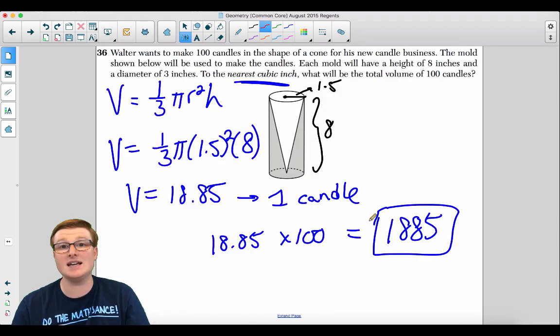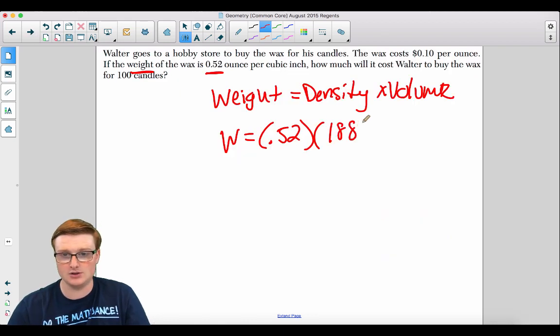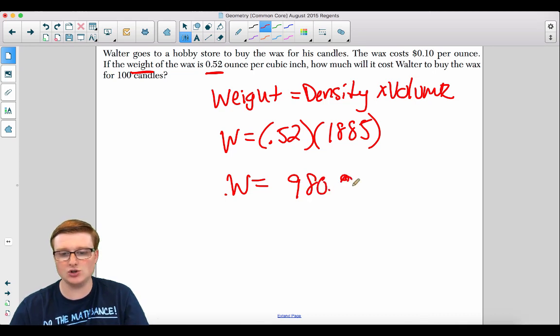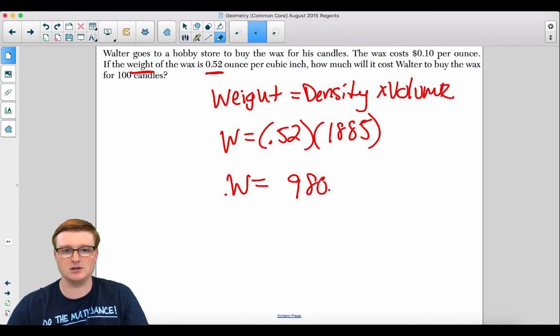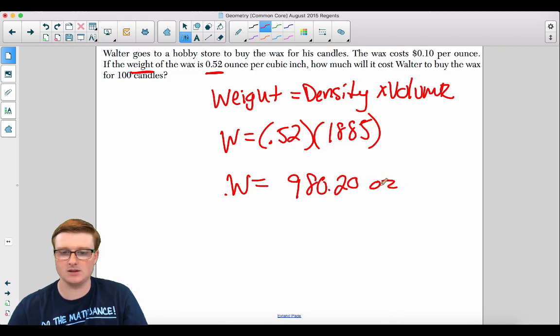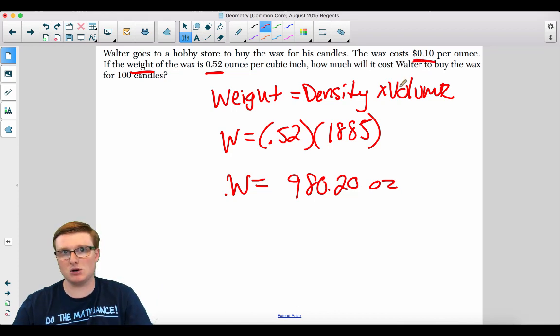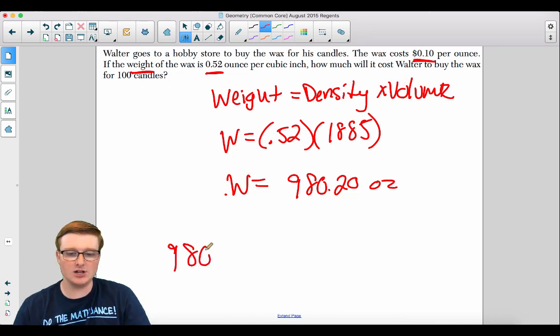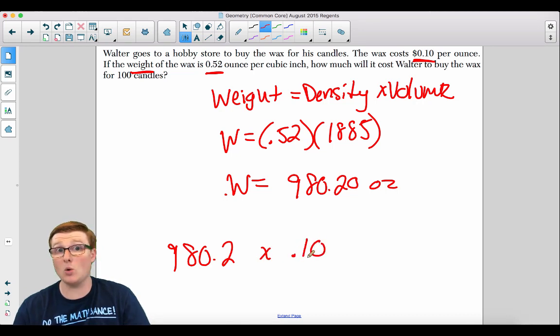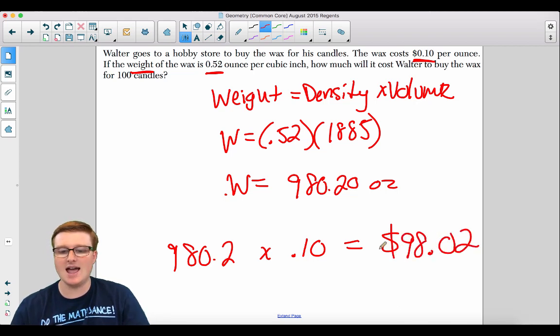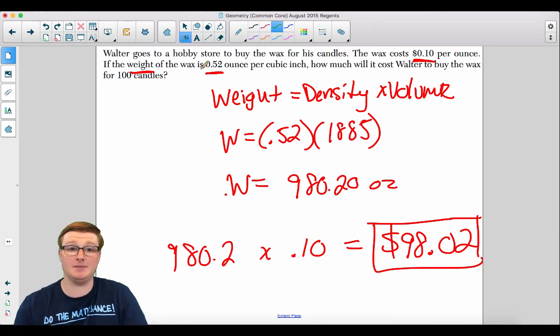Well, we just found the volume. It's 1885. So the weight is going to be 980.20 ounces. Now, to find how much it will cost, it says 10 cents per ounce. So just take the 980.2 ounces and multiply it by 10 cents, or 0.10. That will give you a total of $98.02. That's how much Walter will spend in the hobby store.